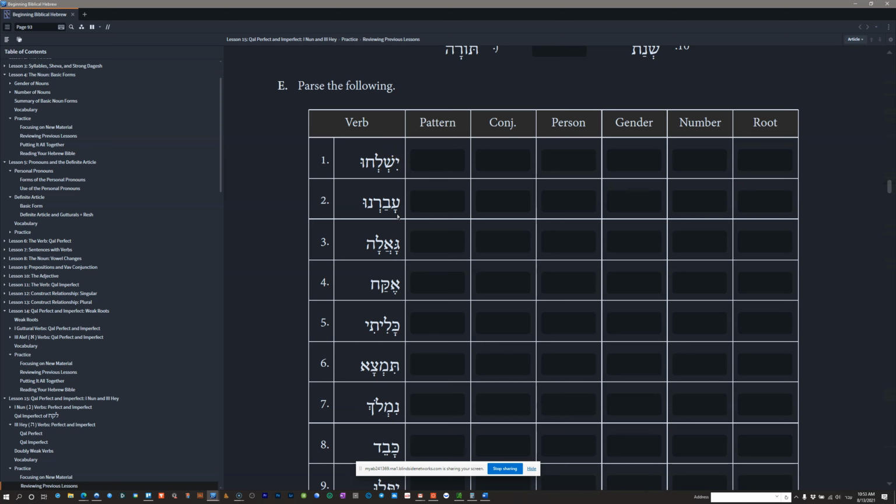Number 2, we've got avarnu. Again, nothing irregular here. The vowels do what we expect. The letters do what we expect. It is a one guttural, but that doesn't affect this in the Qal perfect. So this is Qal perfect 1 CP. Third, we have ga'alah, and the only irregularity here is R2 in a Qal perfect 3 FS would normally go to a shva, but again, this guttural doesn't like shvas, so it takes a hataf vowel. Number 4, we've got ekach.